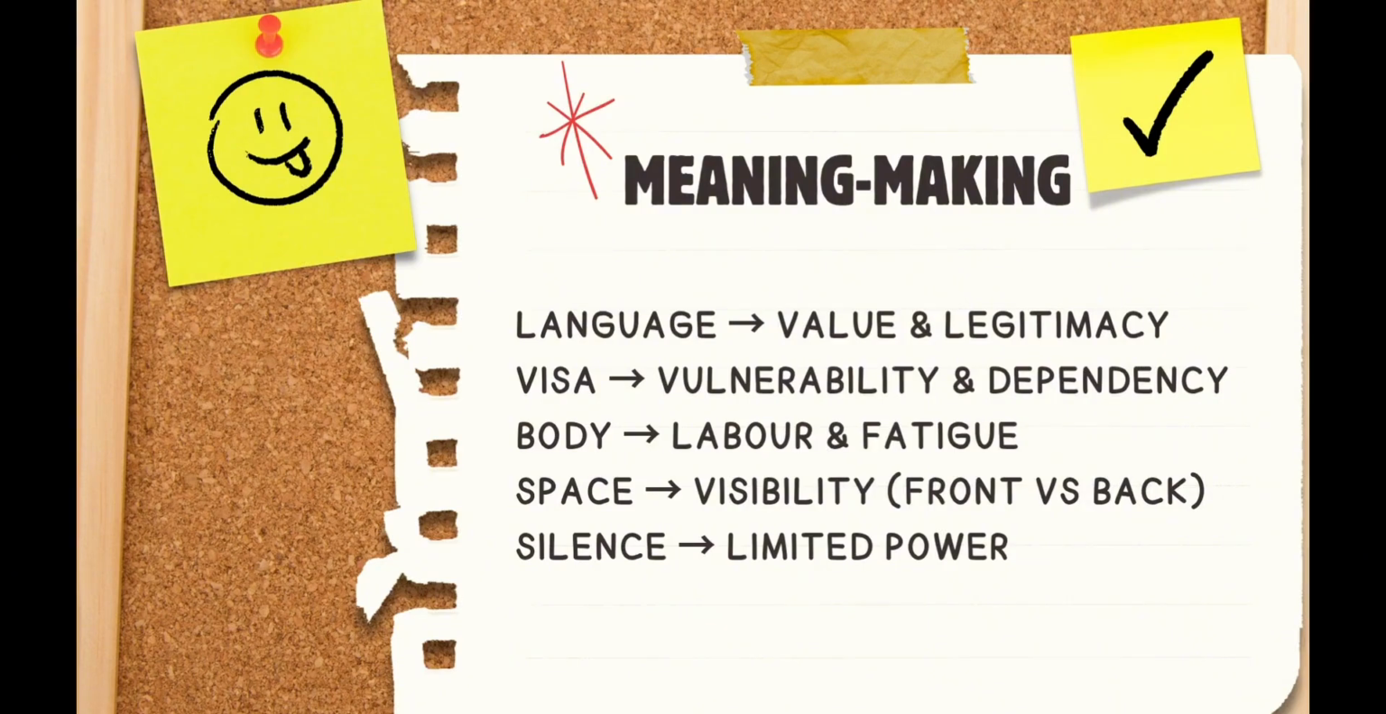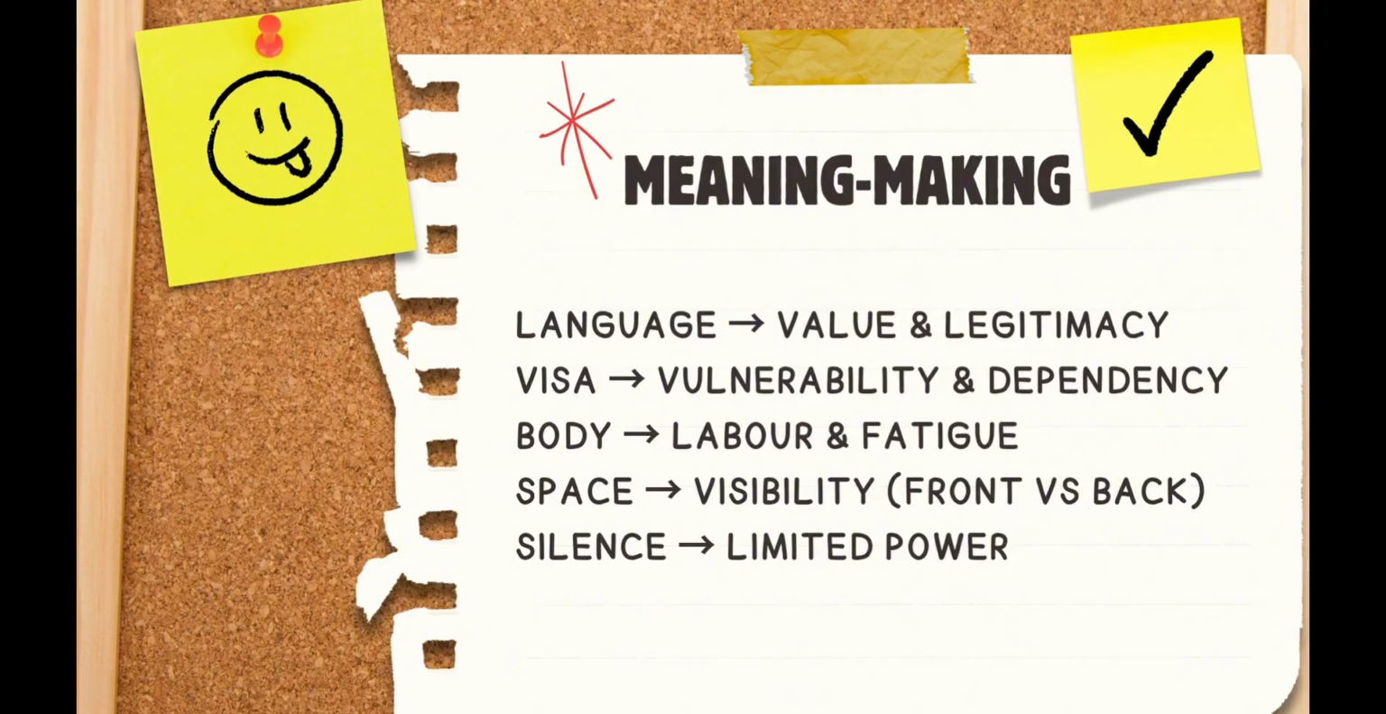Third, the body becomes a site of labor. Many students are engaged in physically demanding work such as catering or delivery jobs, which often involve fatigue and limited mobility. At the same time, space reflects inequality. International students are more likely to be placed in backstage roles, where their work is less visible and less valued. Finally, silence reflects limited power. The fact that some students do not dare to complain shows how structural constraints restrict their ability to speak up. Overall, this shows how broader structures are not abstract, but are lived through language, the body, space, and everyday practices.